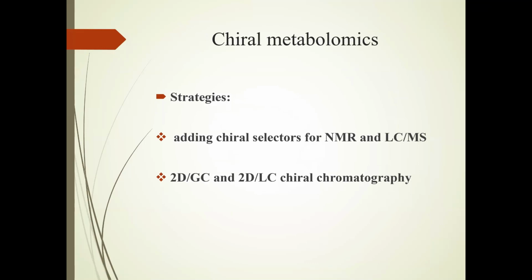So let's go to chiral metabolomics and talk a little bit more about what it can be. So for chiral metabolomics, we can do two different kinds of things. The first thing is to use chiral selectors for NMR and LCMS to make diastereomers in the matrix. The second thing is using 2D GC or 2D LC, in which the first column is a chiral column and the second one is a chiral column.